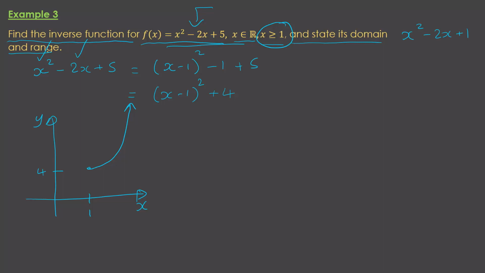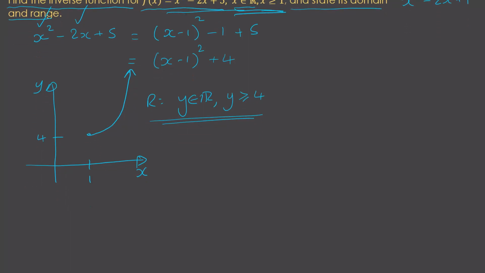So we can see that the range for that function would be y takes real values, y is greater than or equal to 4. That's going to be important later on. So we have the domain for our function given to us, and we've just worked out the range. Okay, so now we want to work out the inverse function.